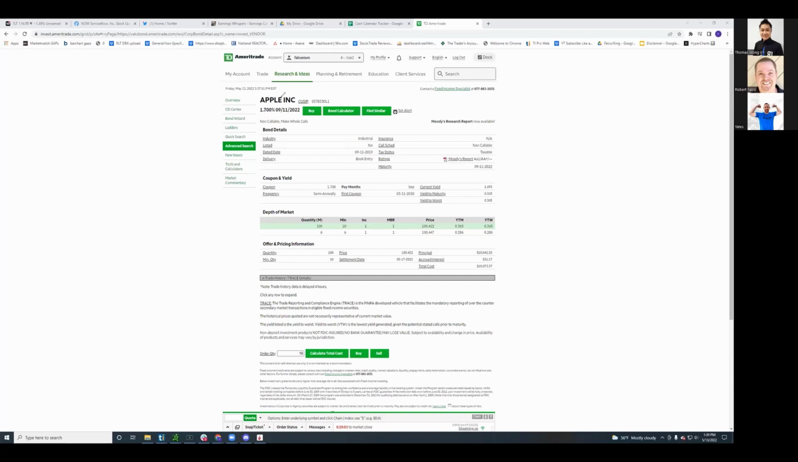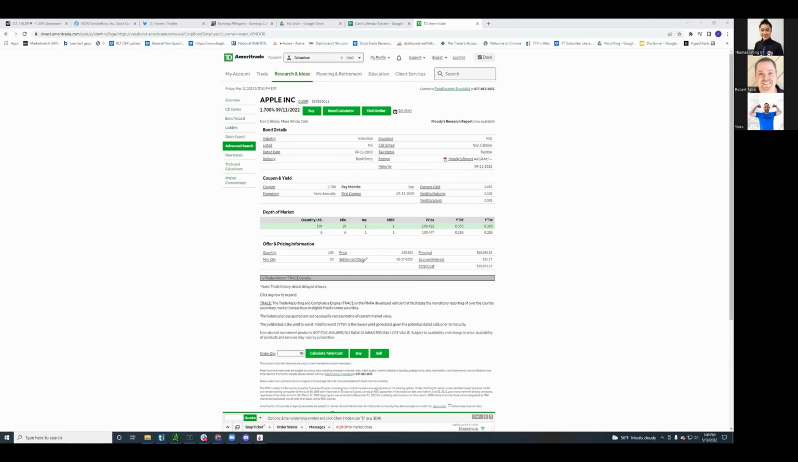So this is the CUSIP number, and this is a bond from Apple. The 1.7% is the coupon. This is the date that it matures. It was listed on September 11th of 2019, so it matures over here, 9/11/2022. In a few months, most of this is already gone because this was like a 3-year bond.